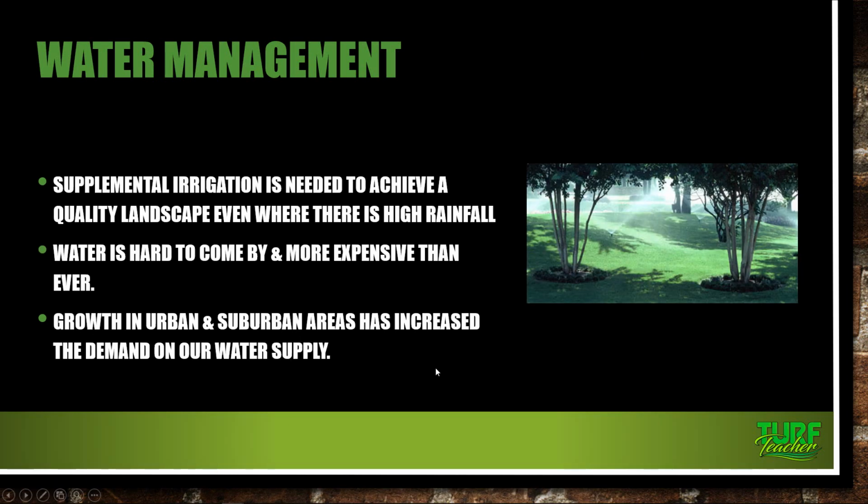All right, supplemental irrigation is needed to achieve quality landscapes even where there is high rainfall. And why is that, guys? Well, I said it just a few minutes ago. Of the rainfall that the plant materials get, there's only roughly maybe 55 to 60% of that water available.